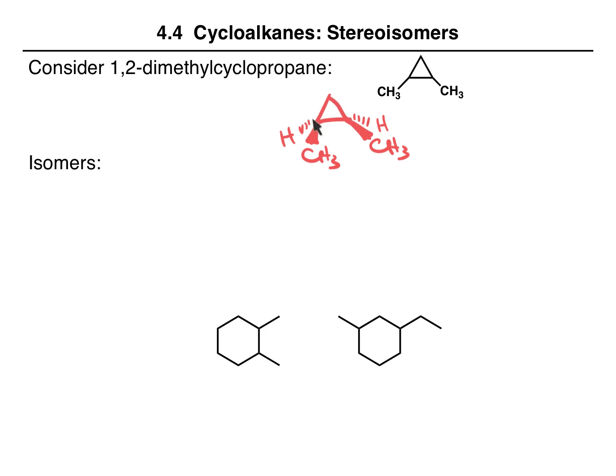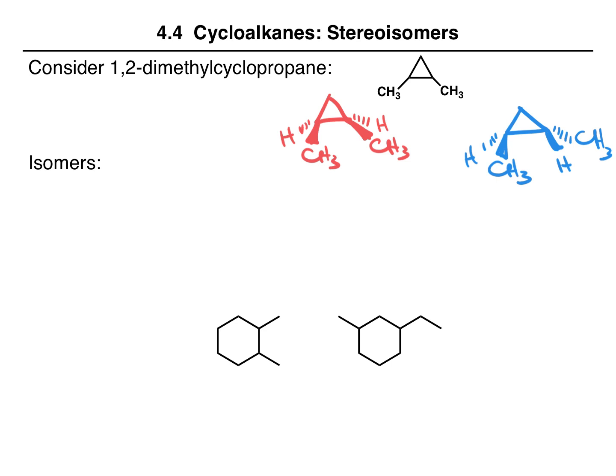So our 3 ring carbons are in the plane of the screen, and then both of our methyl groups are coming forward, both of our hydrogens are going back. But we could also draw it like this. Here we still have our methyl coming forward, hydrogen back, but what if here we had our hydrogen coming forward and our methyl group going back?